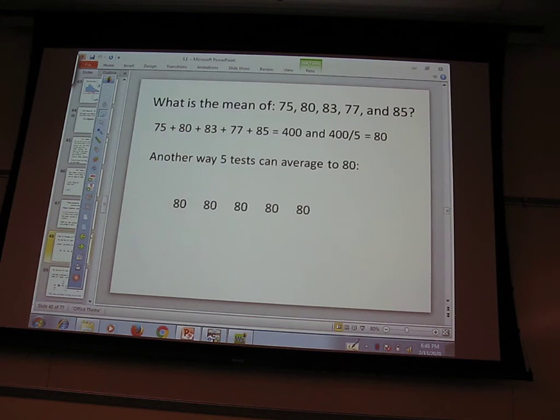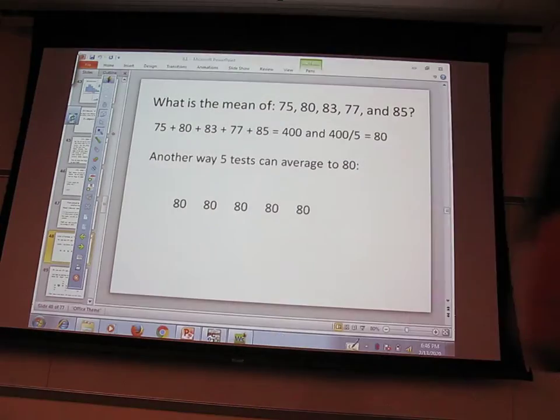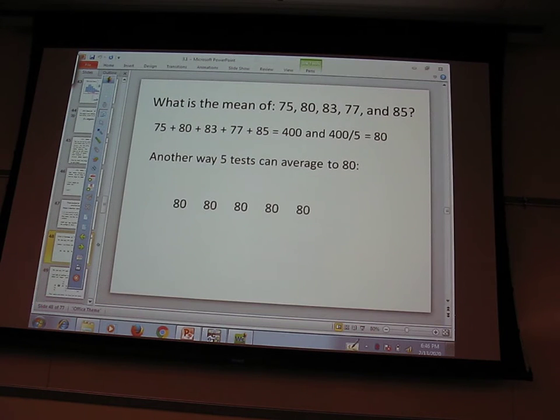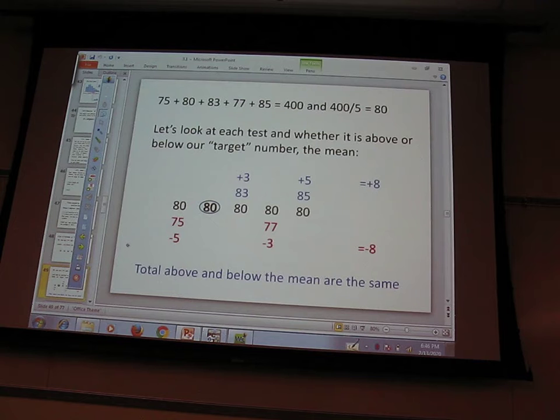So, what's the mean of these 5 test scores? You add them all up, you divide by 5, how many there are, you get 80. Good? Average score of 80. Another way that 5 tests can average to 80, though, is if they're all 80. Everybody agree with that? Good. So what we do is take a peek and see exactly how far each one is above or below our target number, our mean.